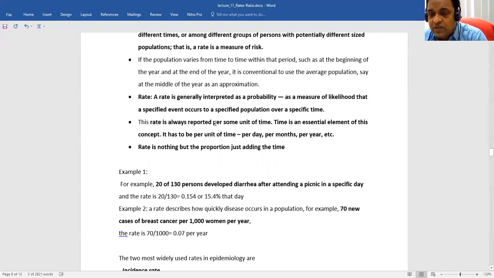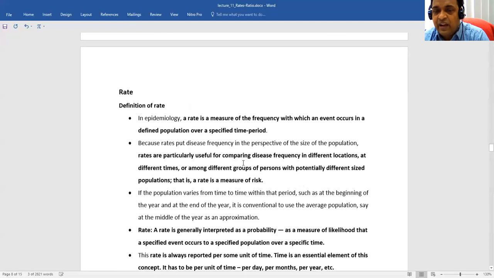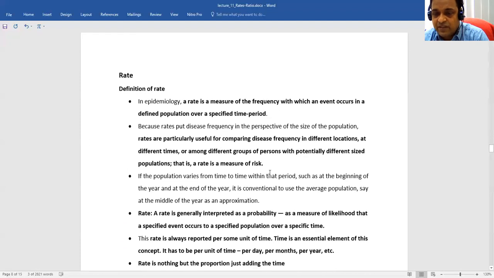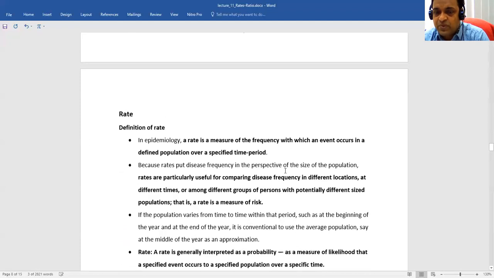So rate is always reported per unit of time. The time may be per day, per month, or per year, etc. Rate is nothing but the proportion, just adding the time. Proportion, we know, is the numerator divided by the denominator, where the denominator includes the numerator. So rate is the proportion of people over time. Rate and proportion are the same; only for the rate, the time is important.